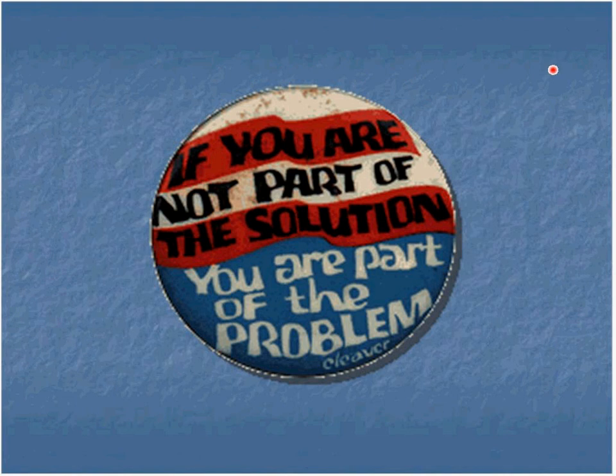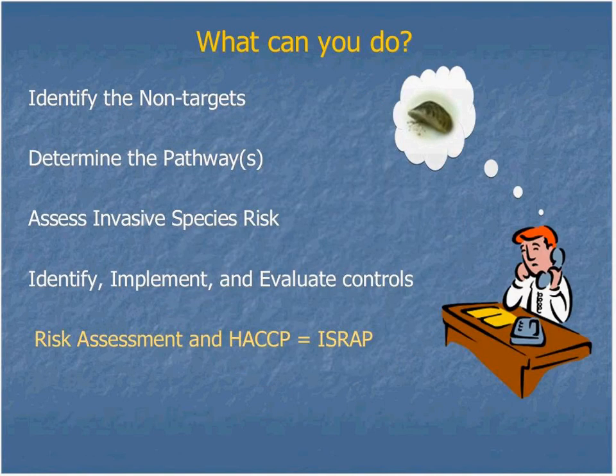Here's a button that I like to put up: if you're not part of the solution, you're part of the problem. And I have a solution for you for addressing this, and that solution is ISRAP. So what we've done is we've identified the targets, we've determined what their pathways are, and what we do now is assess the risk of those pathways for moving the species, and then identify, implement, and evaluate their controls.